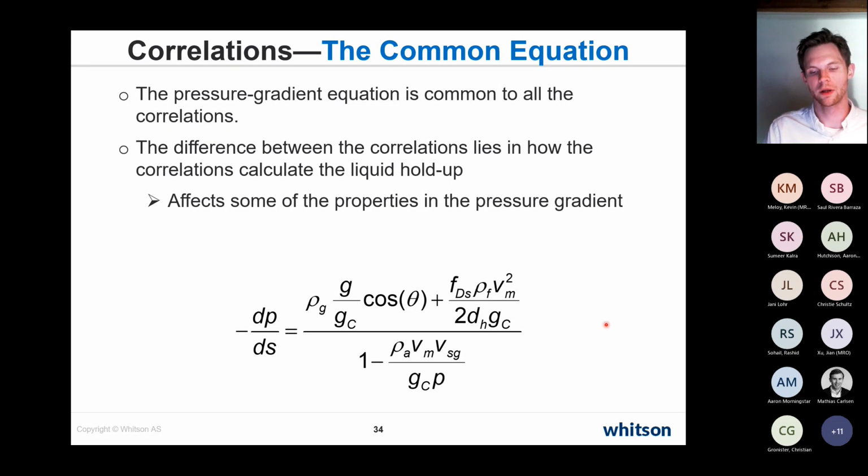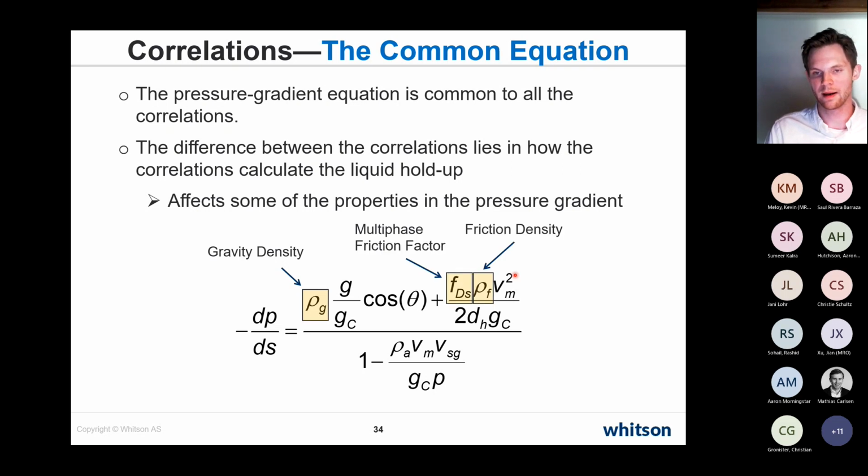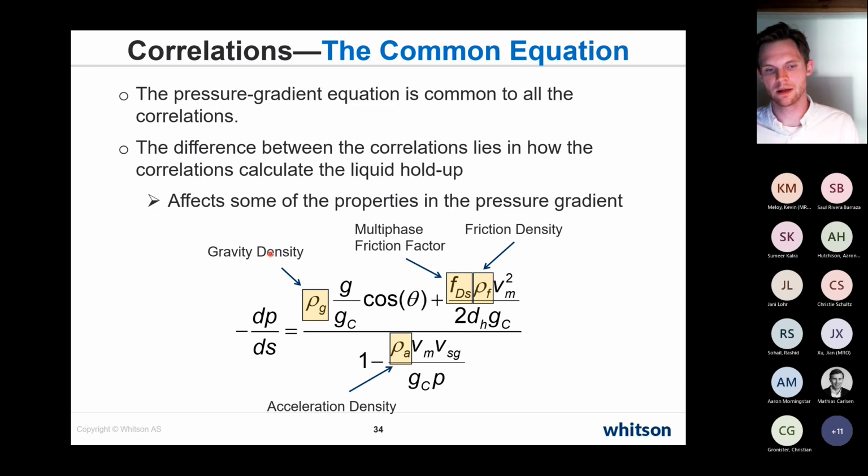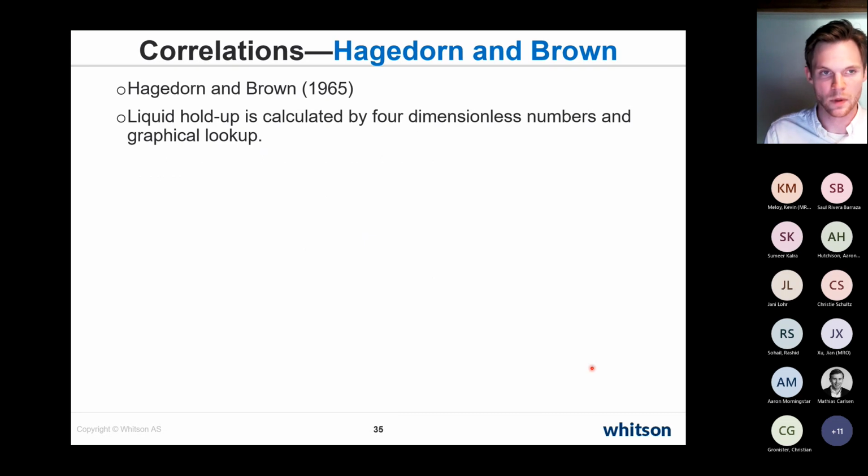this equation is common to all the correlations. What differs is how some of these properties are calculated with the correlations. The density in the gravity term, the multiphase friction factor, the density in the friction term, and the density in the acceleration term are the properties that depend on the correlation. The correlations have different ways of assigning these values when you compute the pressure gradient in the well.